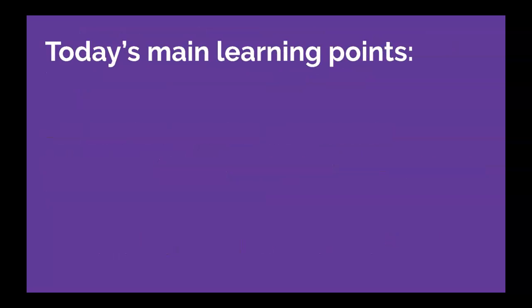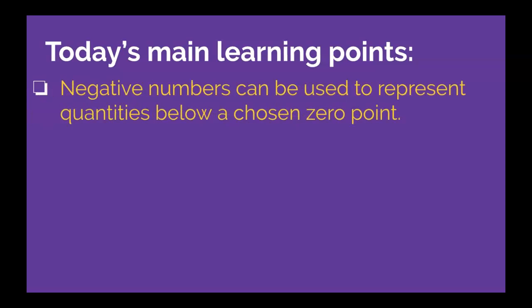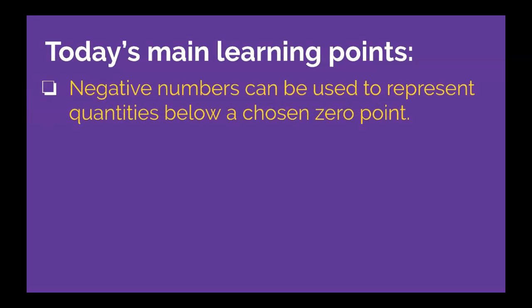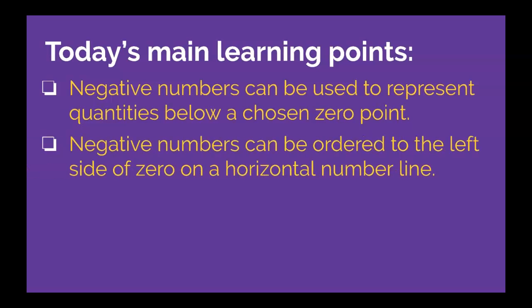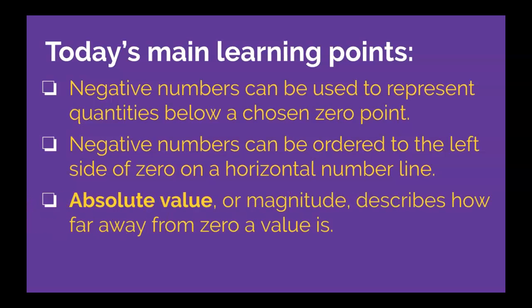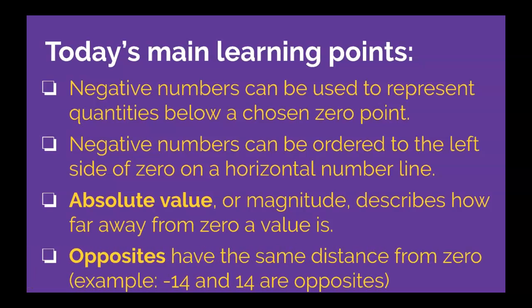All right, today's main learning points. First, negative numbers can be used to represent quantities that are below a chosen 0 point. Negative numbers can be ordered to the left side of 0 on a horizontal number line. Absolute value, or magnitude, just tells us how far away from 0 a value is. And opposites have the same distance from 0. For example, negative 14 and 14.